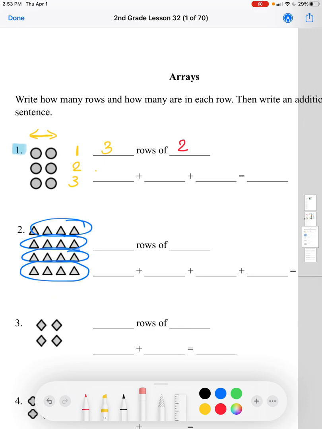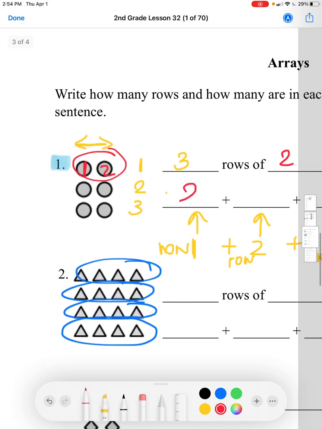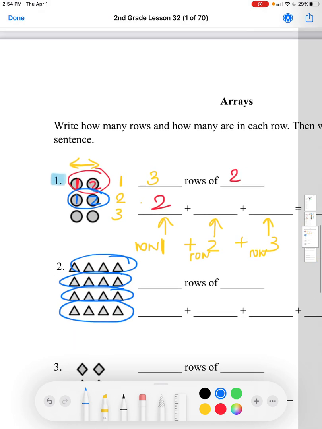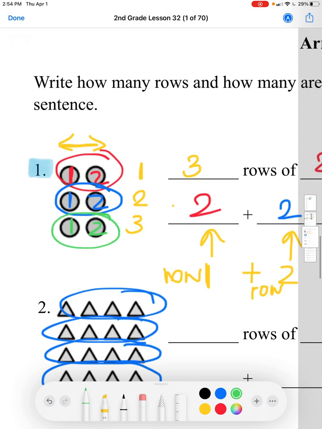Now it asks us to write an addition sentence. If you look here, we have 1, 1, 1. We have 3 places to add, so we're going to add row 1 and row 2 and row 3. So let's count how many are in row 1. In row 1 right here, we have 1, 2. In row 2 right here, we have 1, 2, so we're adding 2 again. And then in row 3, we have 1, 2.